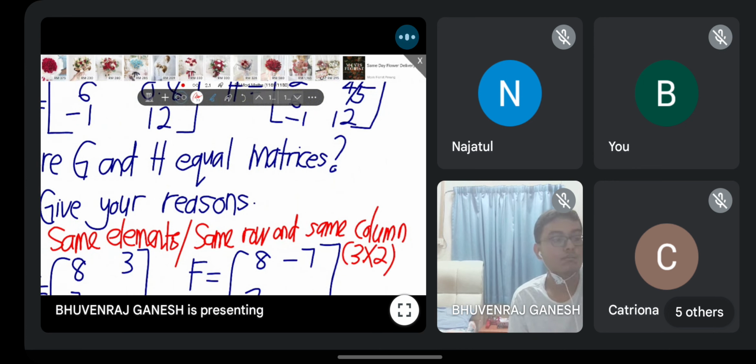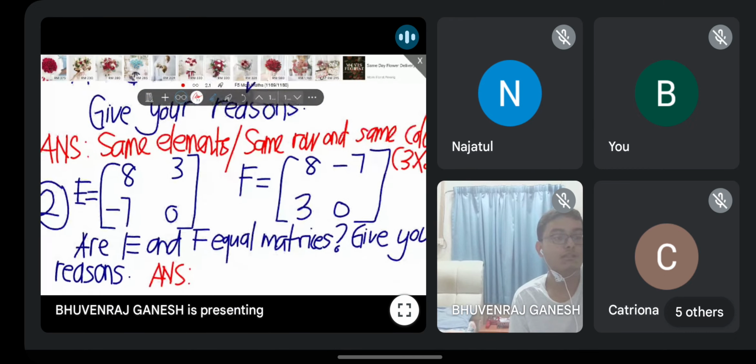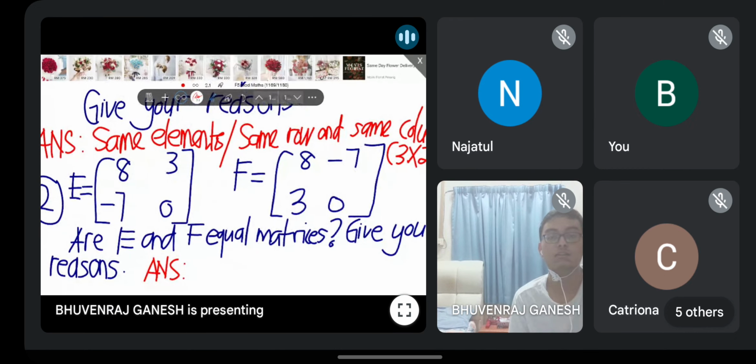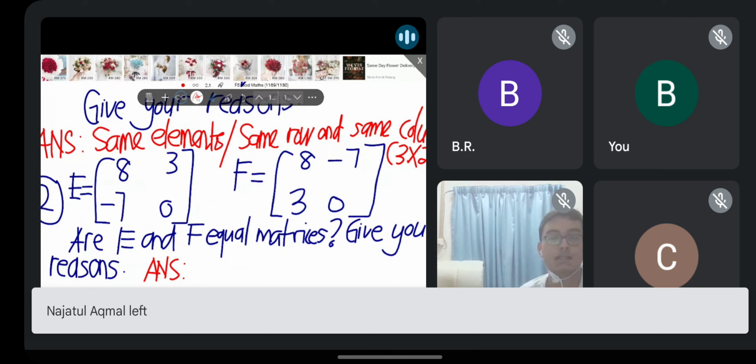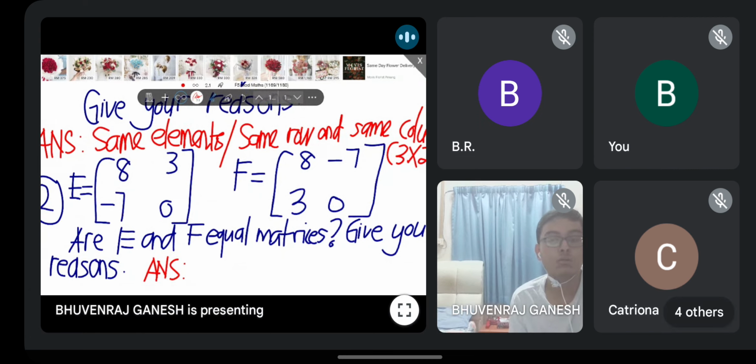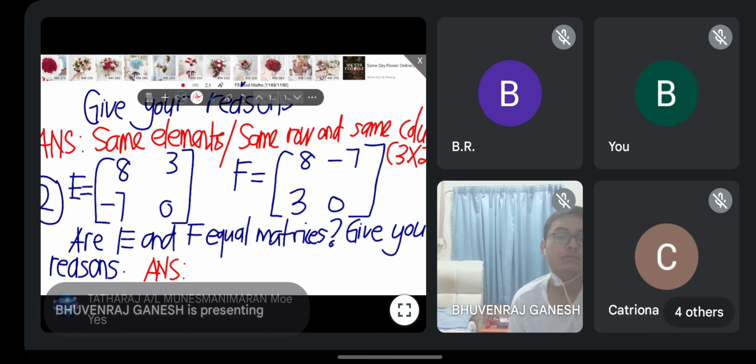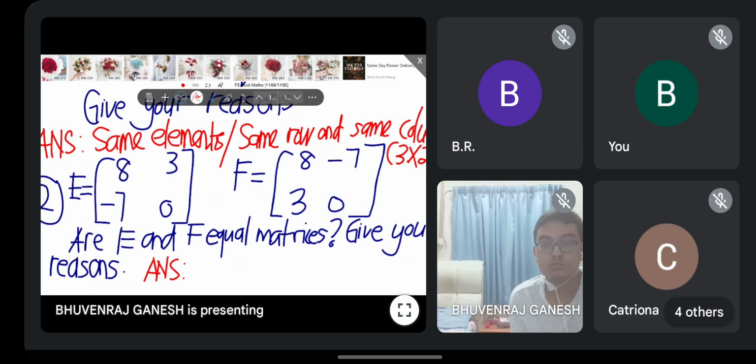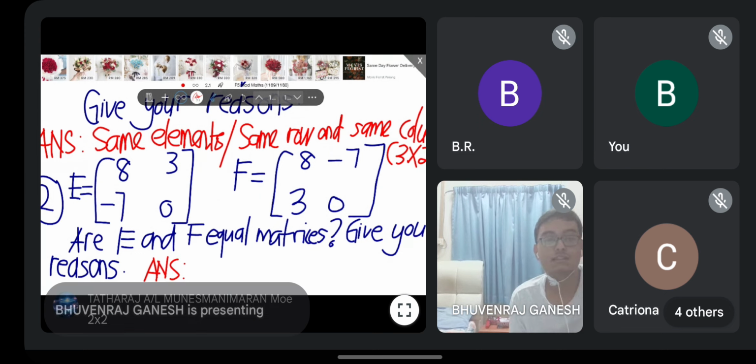Okay, so next one, part B. So how about part B? Are these equal matrices or not? Yes or no? Adakah ini matrix serupa? Okay, reason? What will be the reason?